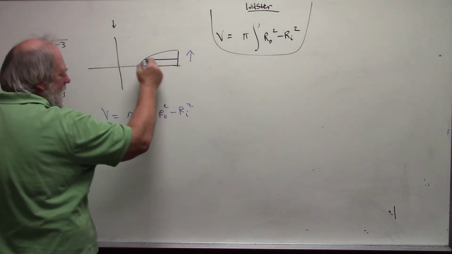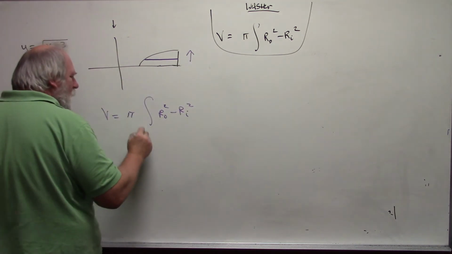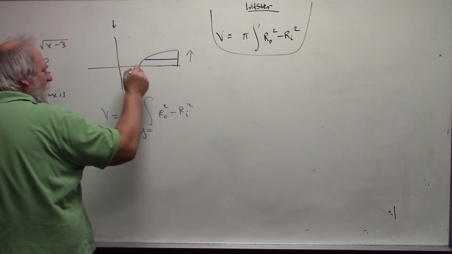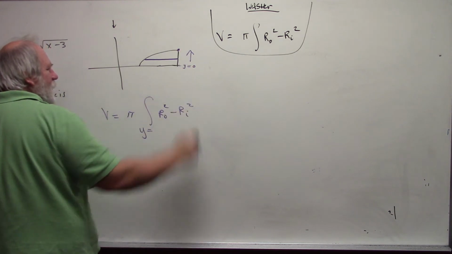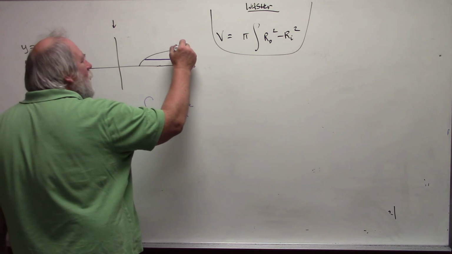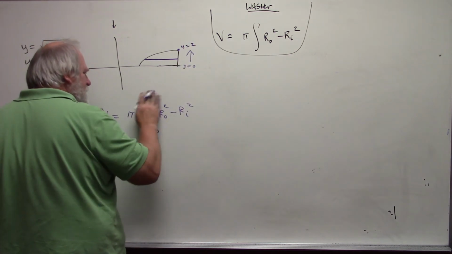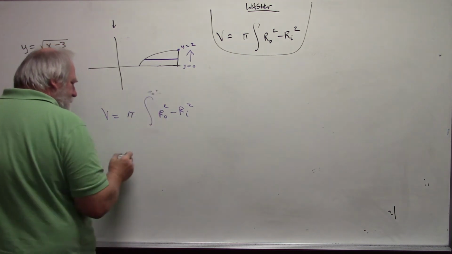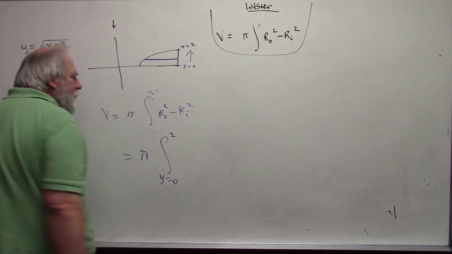So in this case, since my rectangles are going sideways, the variable that we need is y. And y will go from y equals 0 to the y value at this top corner. And since that occurs when x is 7, that means my y value is 2. And so y goes from 0 to 2.